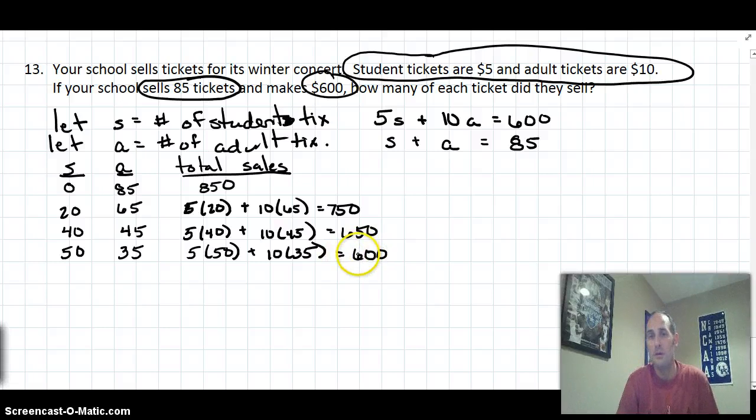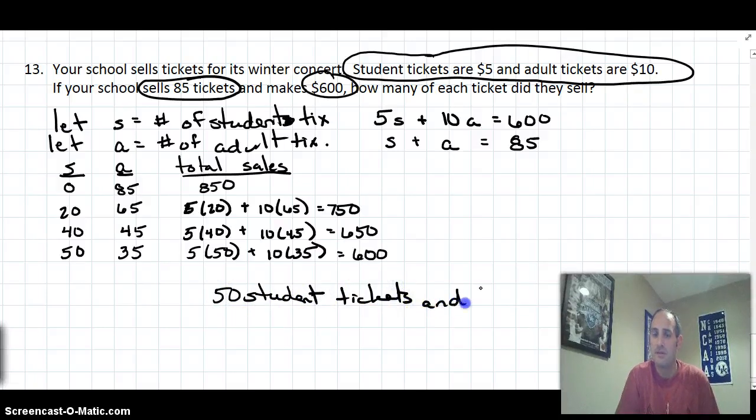So the only way you can get $600 with the restrictions or constraints that they've given us here is if you have 50 student tickets and 35 adult tickets. And we should say that at the end, because they asked that question directly, let's answer it directly. 50 student tickets and 35 adult tickets were sold. Sorry about my handwriting, but there is 13.